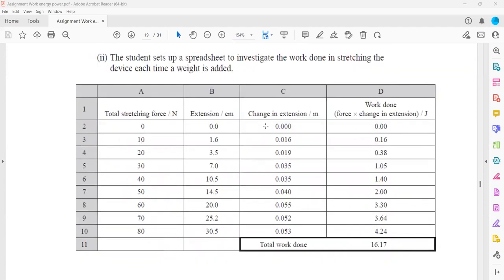Next, the student sets up a spreadsheet to investigate the work done in stretching the device each time the weight is added. You can see that work done is force times distance. Initially we apply a 10 newton force, extension was 1.6. Then we calculate the work done, which is force times distance. Because the work done should be in joules, the extension which was in centimeter was converted into meter first.